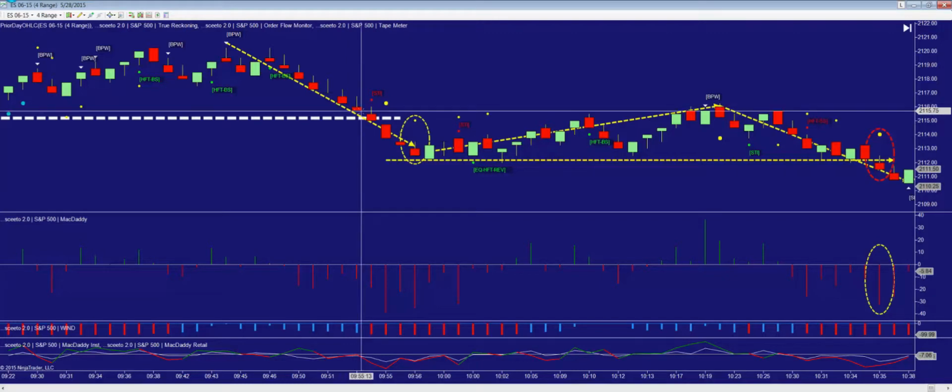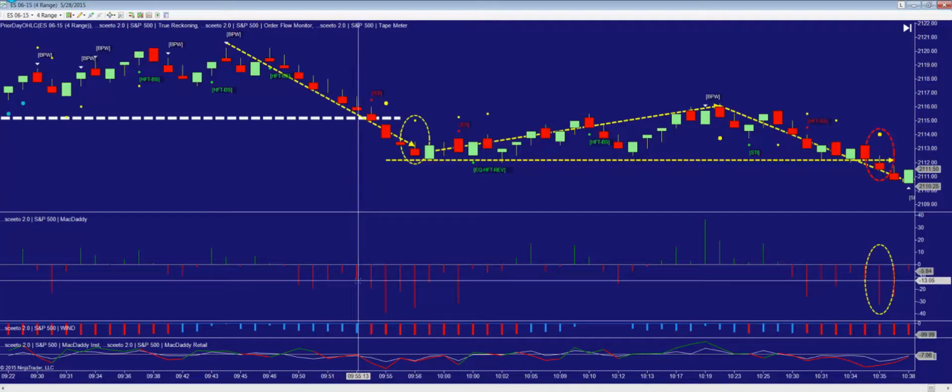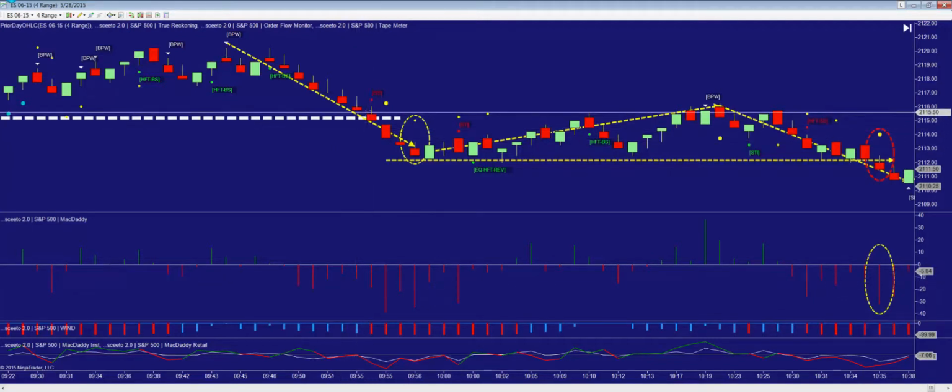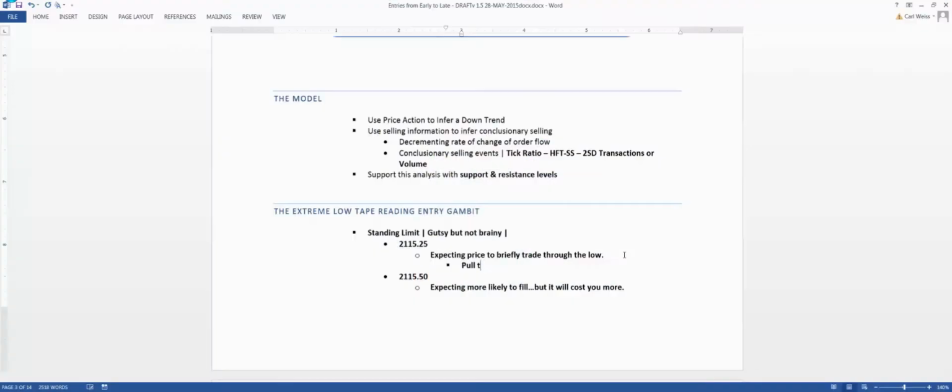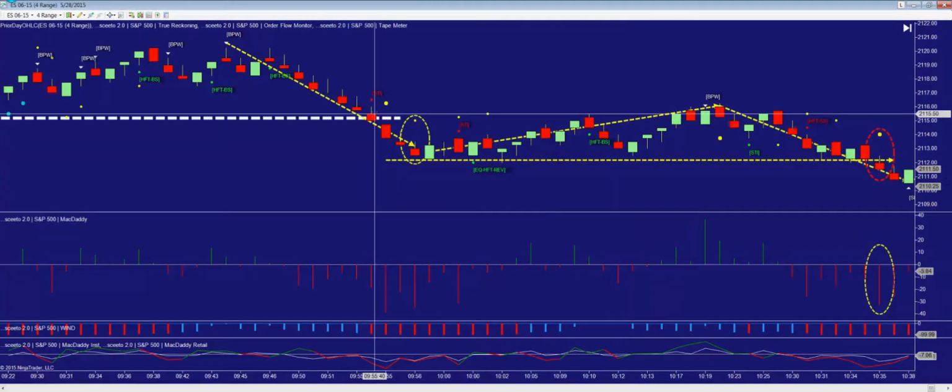So here, I'm 2 ticks away. On the close of this bar, which is the open of this bar, in real time, I have evidence that selling is speeding up. What I would highly recommend here on the open of this bar is to pull the standing limit order. If you were still looking to buy the low, and this is Bruno, the extreme low case, we're gonna go extreme low.